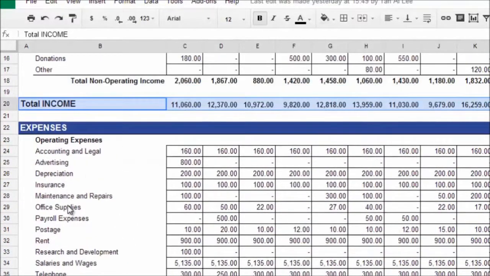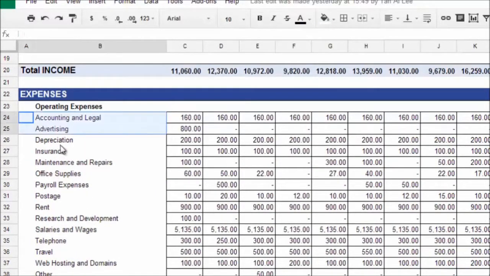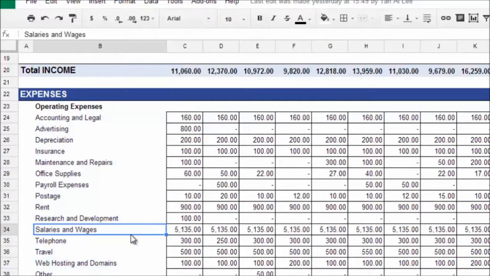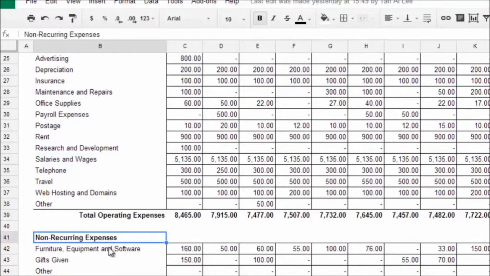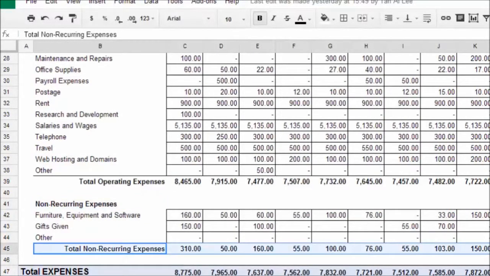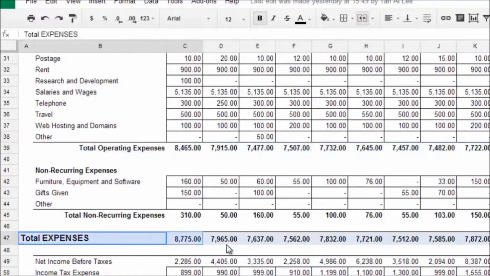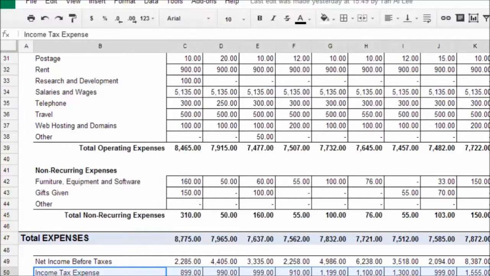Next will be expenses, where you insert your operating expenses, such as the highlighted part, followed by non-recurring expenses. The template will help you to sum up the total operating expenses and non-recurring expenses here and here, respectively. The total expenses will be here. You do not need to insert the net income before tax, as the template will help you to do so. You need to insert income tax expenses here, and the template will help you to total up the net income.